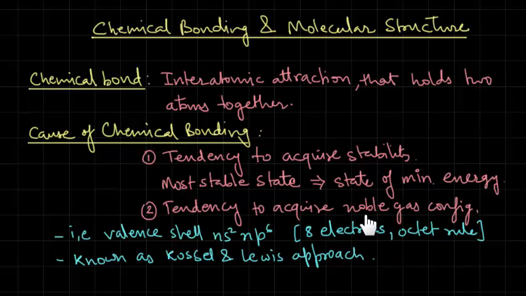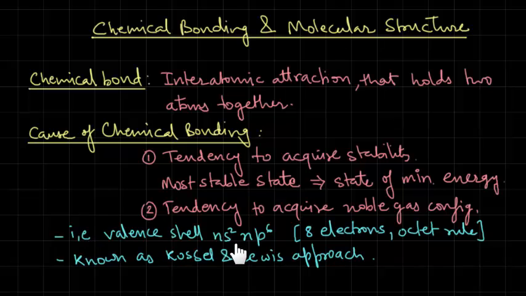Second, the tendency to acquire noble gas configuration. We already studied briefly before that noble gases have the most stable configuration. So the elements which are before and after noble gases in the periodic table try to release or catch electrons to form the noble gas configuration.